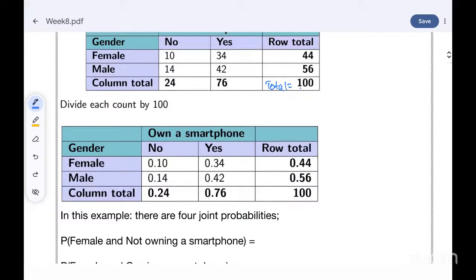Okay. Now what are these representing? What are the joint probabilities? Each of these cells is now a joint probability, just like we saw in the previous case. Now, what are those representing? For example, if you take the first one, probability of female and not owning a smartphone. What is the probability of this particular event?